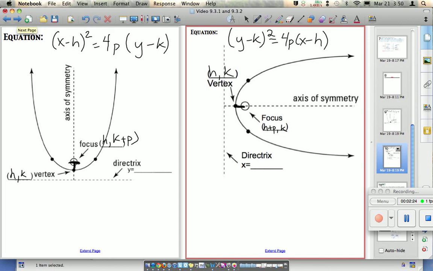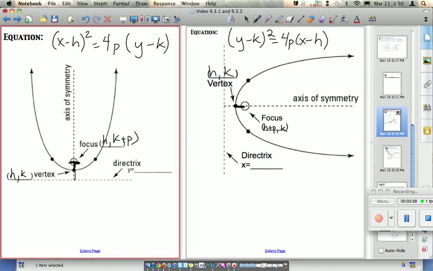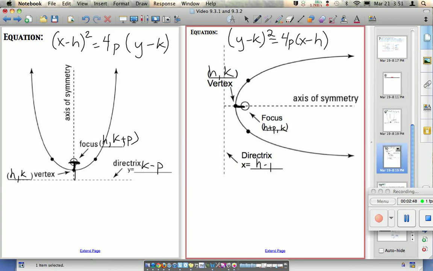So the good news is the directrix is also p away. We're also going to go p away because those distances, remember, have to be consistent. So my directrix is going to be down p, so it's going to be k minus p. That's where my directrix will be for my vertically oriented parabola. For the other parabola, it'll be an x equation because x will be a constant value, and it'll be at h minus p. Okay, so we're going p to the left of my vertex. So it's h minus p.